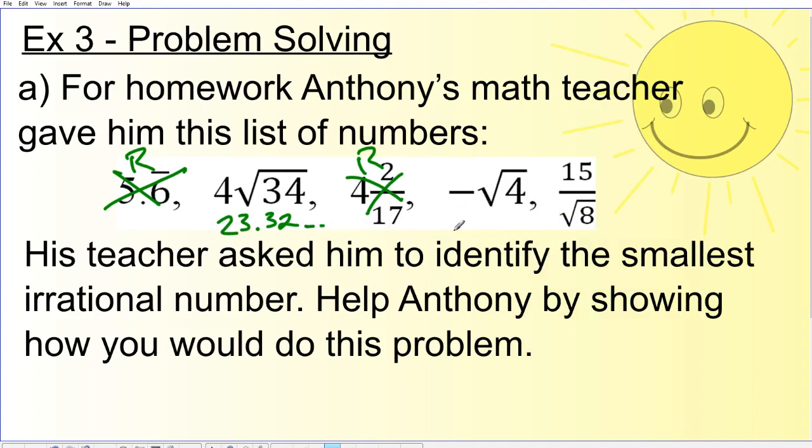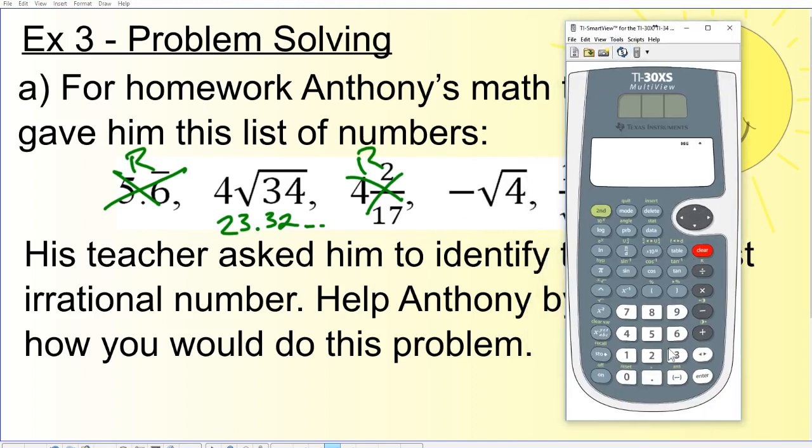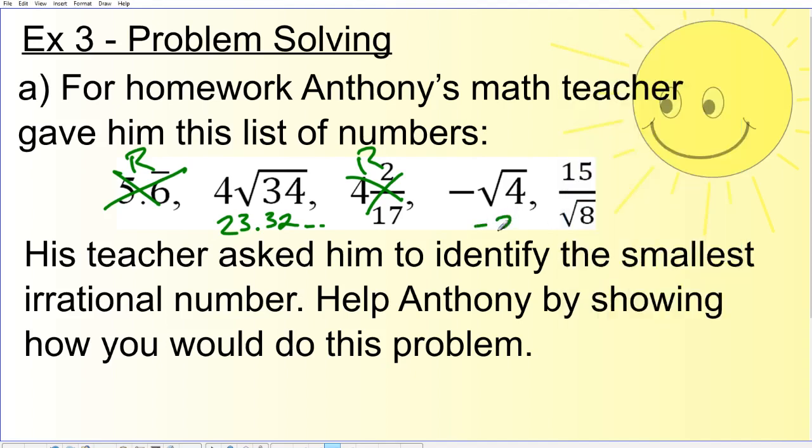Next one. Negative square root of 4. Might know this already. If you do, good for you. The square root of 4 is 2. With the negative out front, it makes it a negative 2, which means that is rational. That's a nice, pretty number. Rational, throw them away.